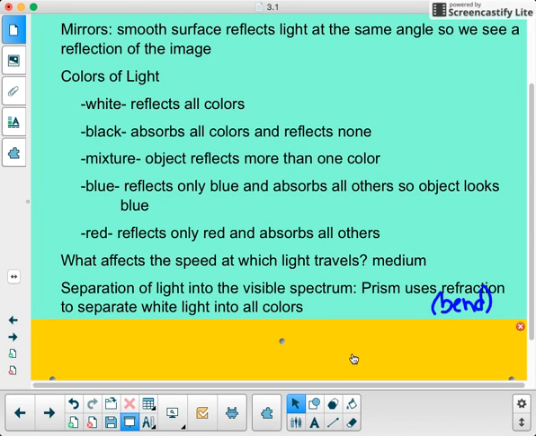That's also why we see rainbows in the sky after it rains. Those little rain droplets act as prisms. They bend the white light coming from the sun, refract it, and cause it to separate into the different wavelengths. And we see each wavelength separately as a rainbow.